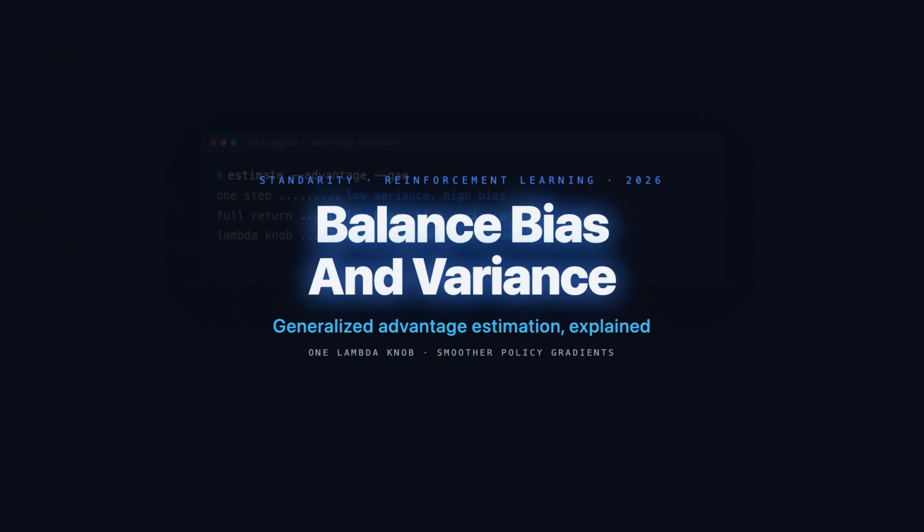Lean too much on a quick estimate and you get bias. Lean on the full outcome and you get noise. Generalized advantage estimation is the elegant knob that lets you dial between the two, and it is quietly why algorithms like PPO train so smoothly. Let's break it down.